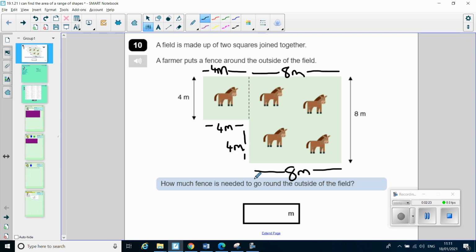So now I've got all my sides, all I have to do is add them together to work out the length of the fence. So I go 8 add 8 is 16, add another 8 is 24, add 4 is 28, add another 4 is 32, add another 4 is 36, add my final 4 is 40. So my answer was 40 metres.